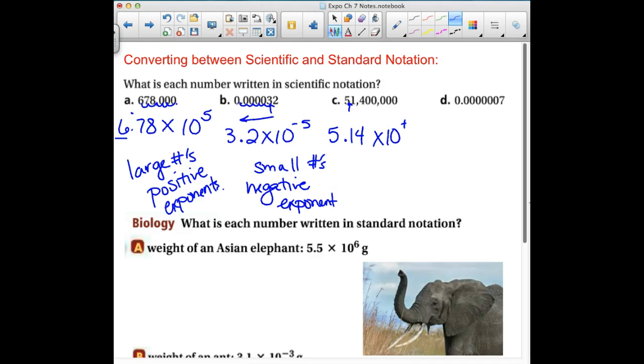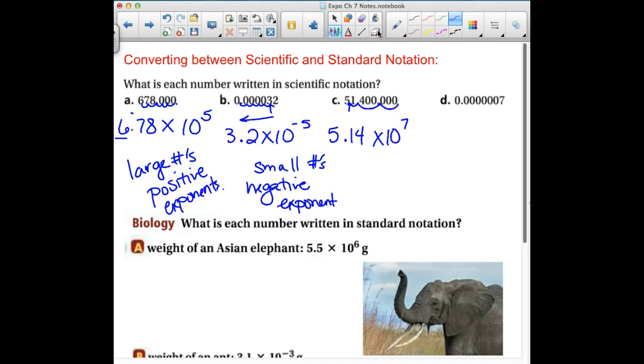So we have 5.14 times 10 to a positive power. That positive power is how many spaces we had to move. All right, so counting. We moved 3 to get around those zeros. We moved 3 more to get around those. So we've moved a total of 6, and then 1 more. So we need a 7 as our exponent.